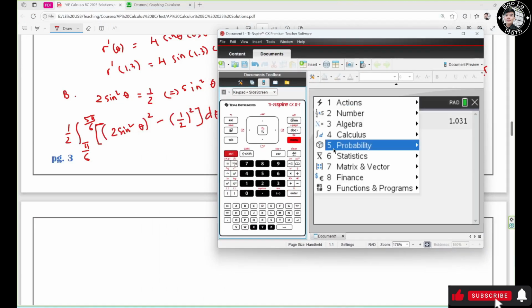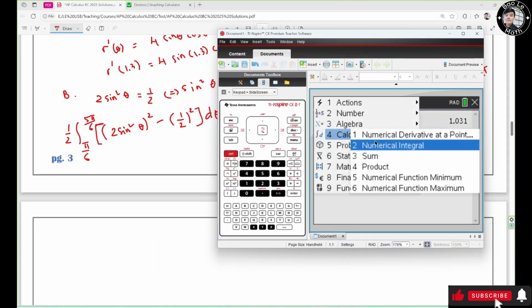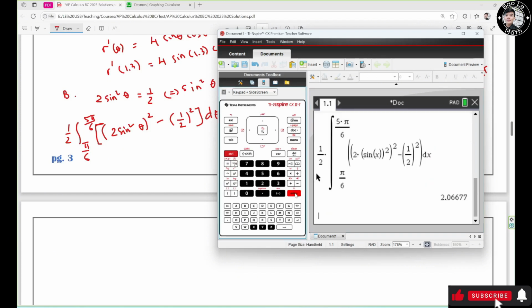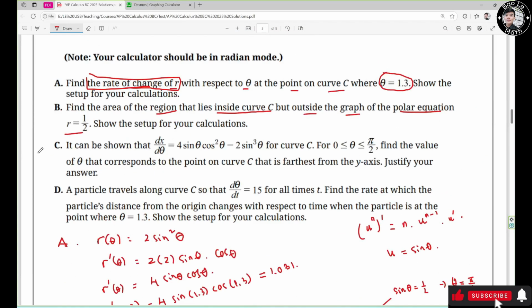We hit menu, calculus right here, number 2. And then right here we put pi over 6. Now you hit enter. The answer is 2.0667. Alright, let's move on to question C.